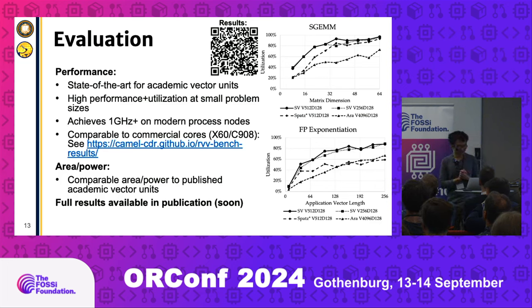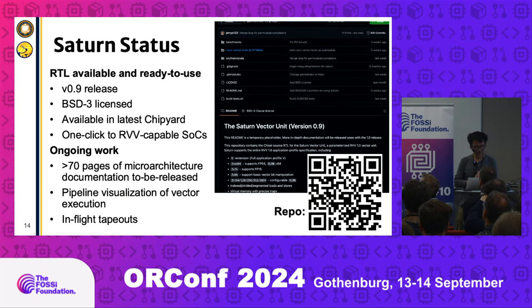So I don't have too many results here. The full results will hopefully be available in a publication form by the end of the year. But for now, I think the QR code will give you a link to that website where there's some comparisons of Saturn to commercial vector units. So this is my last slide.